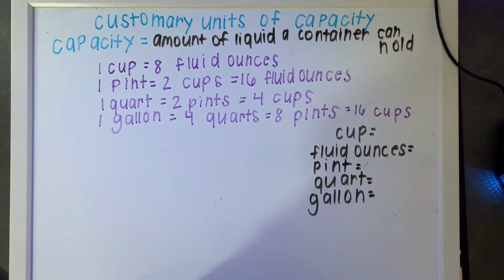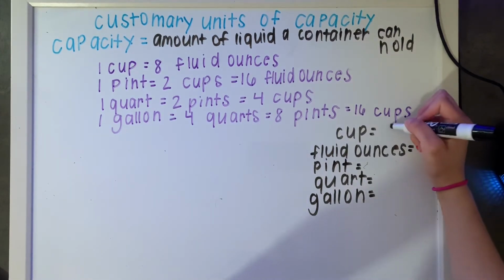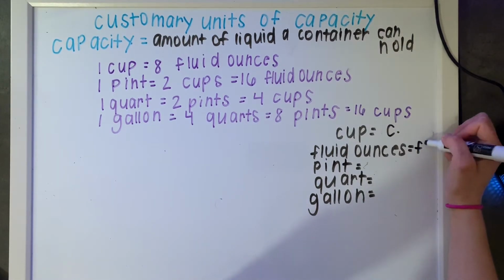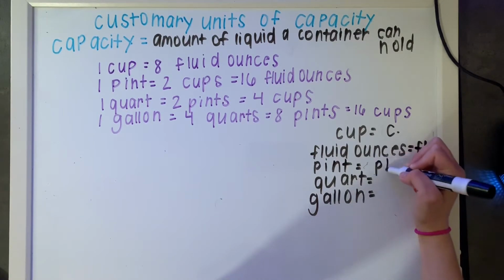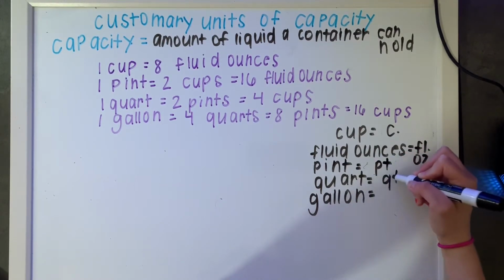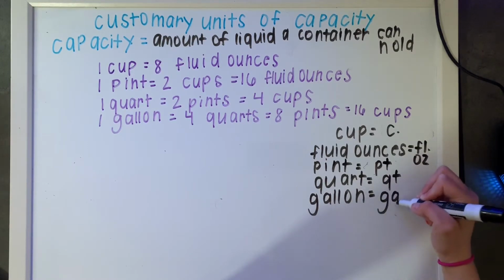The abbreviations that you may need to know today, I'll list on the side. So for cup, it's just C. Fluid ounces is FL space OZ. Pint is PT. Quart is QT. Gallon is GAL.